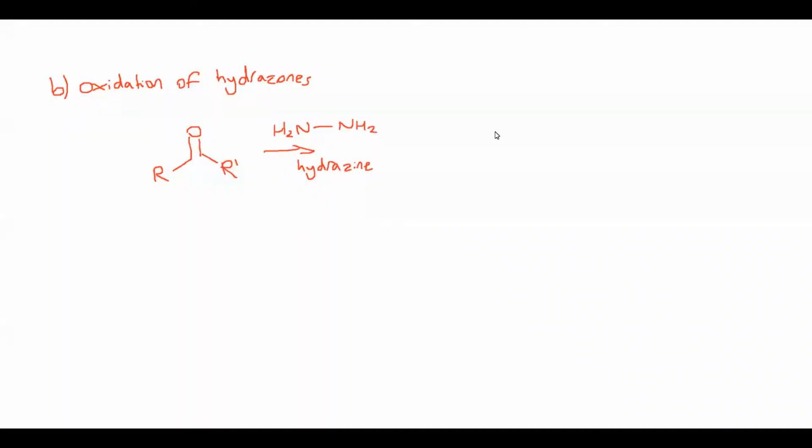So next we have the oxidation of hydrazones. So first we need to make the hydrazone. So we take a ketone and we react it with hydrazine. Hydrazine here is going to be our nucleophile. It's going to attack the electrophilic center, which is our carbon, move the electrons up onto our oxygen.